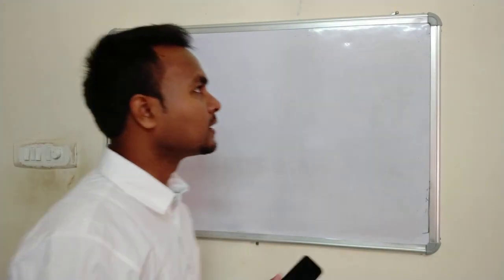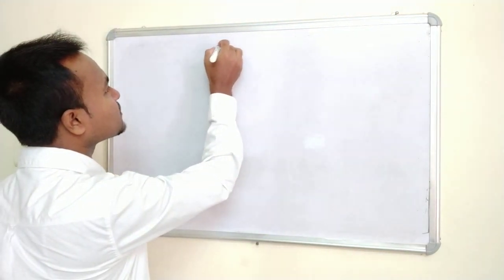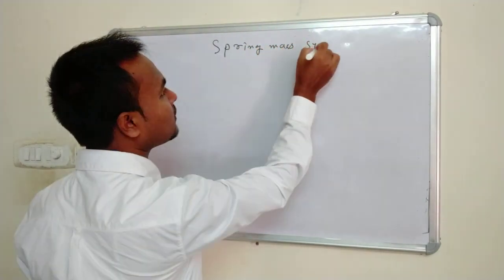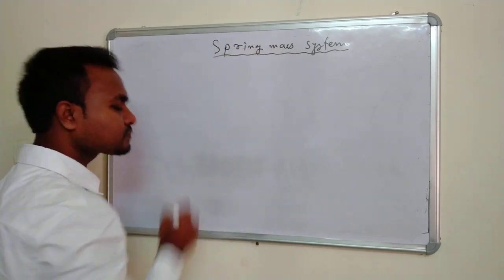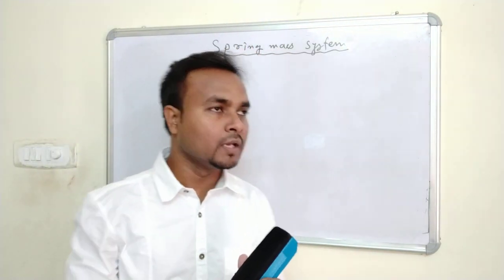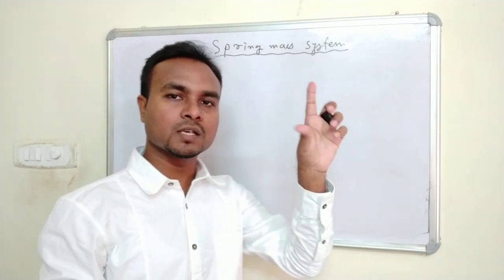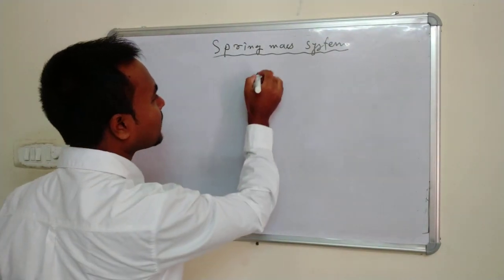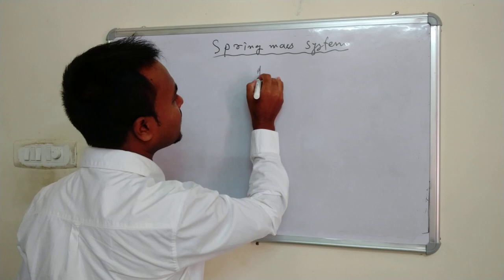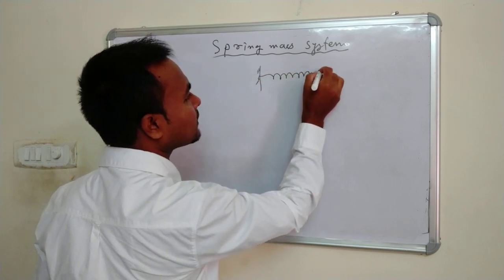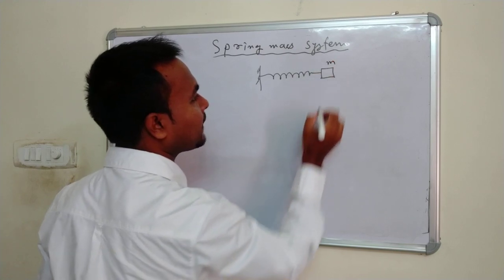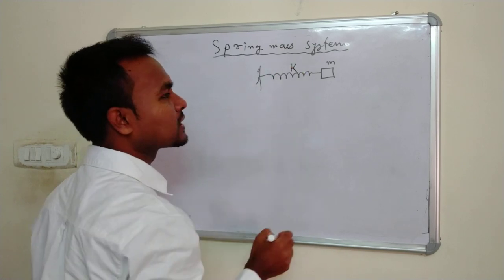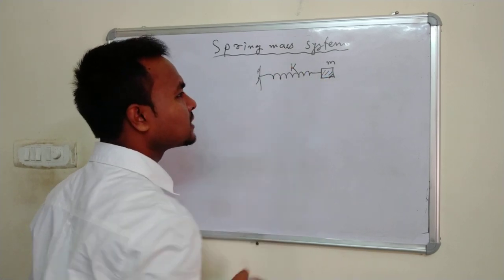Here the first problem I am going to take is the spring mass system. In the spring mass system, we have a combination of a spring and a mass. Let us take a spring like this, and a mass m connected with the spring, and the spring constant is k.